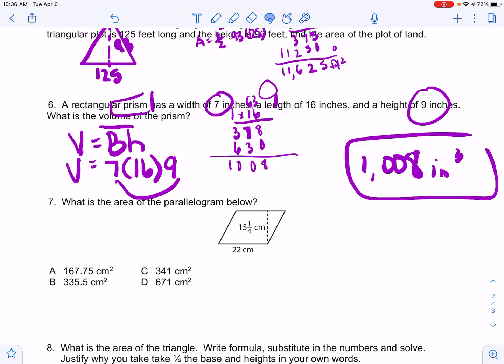Parallelogram. Parallelogram is a rectangle. Opposite sides are parallel and congruent. Area is equal to base times height. So our base is 22. Our height runs perpendicular. It's 15 1/4.